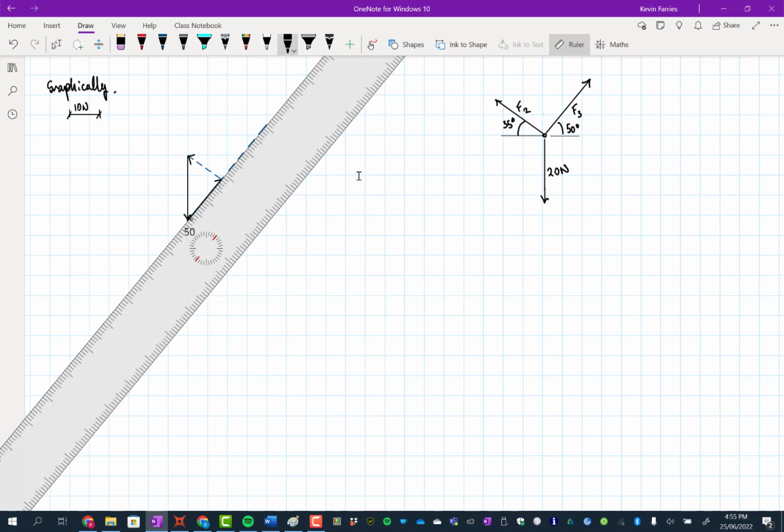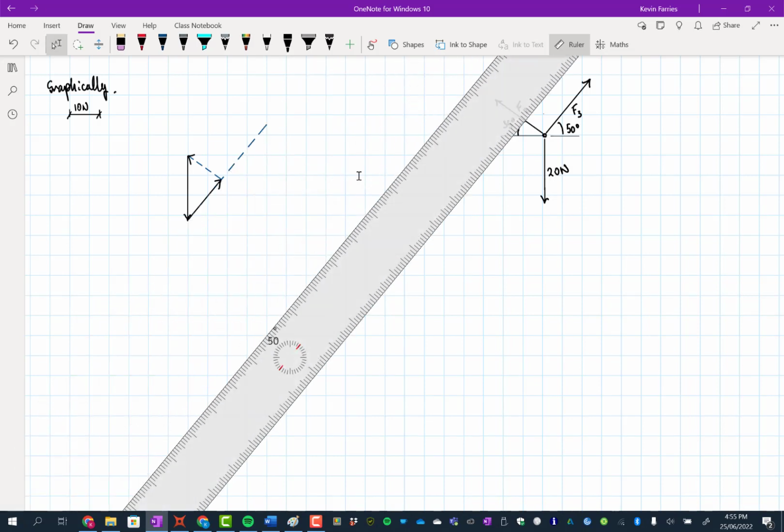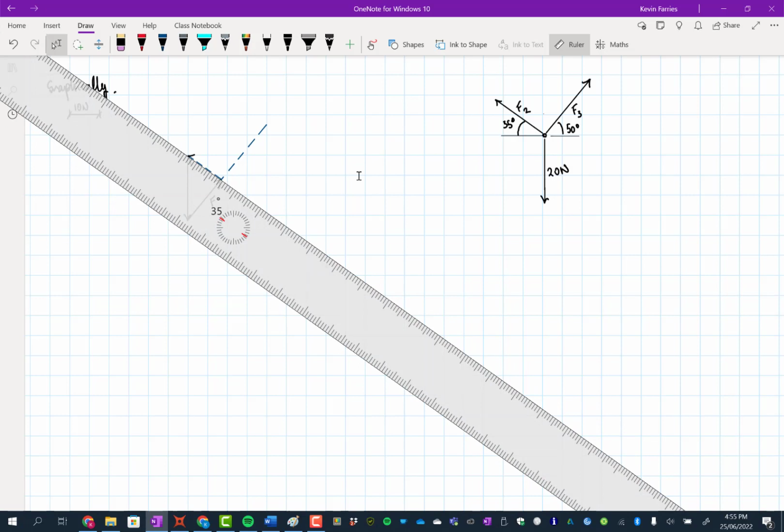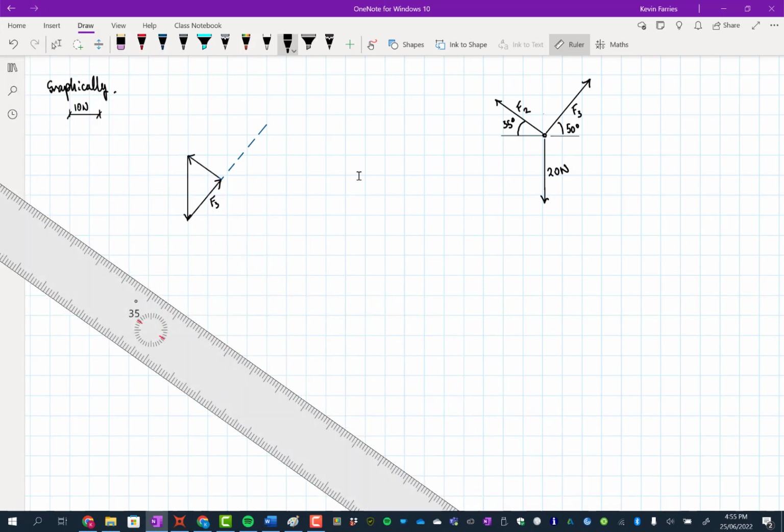So we now know that F3 must be like that, because they have to all join together nose to tail and take you back to where you started, because it's in static equilibrium. That's F2. Let me just shuffle that across, save a bit of space.